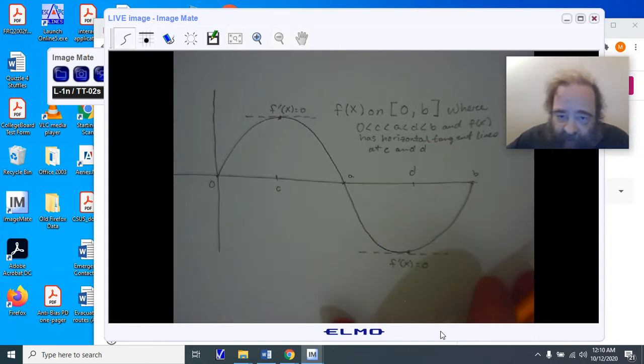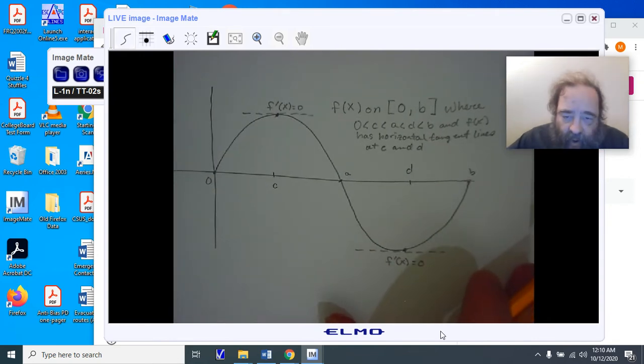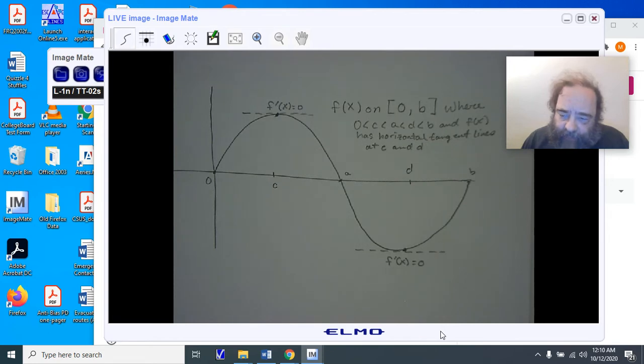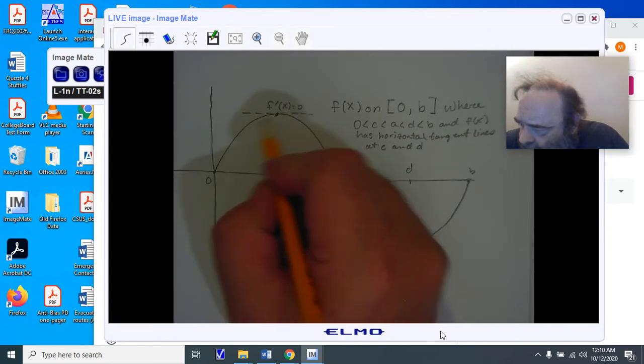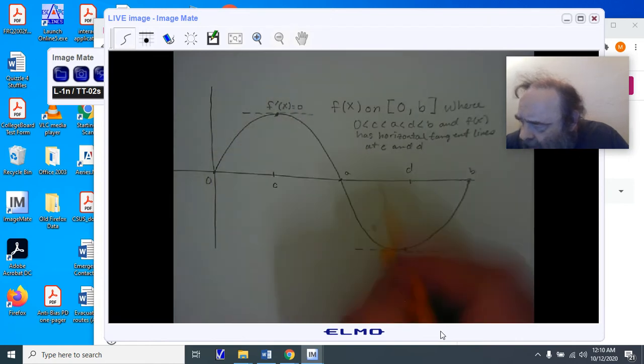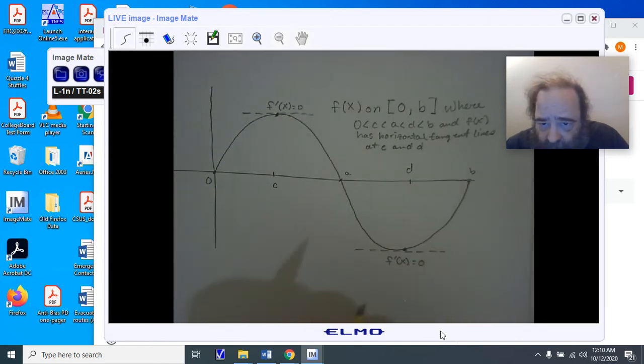And the second derivative test involves critical values and concavity. So I want you to notice right up here we have a relative maximum, and here we have a relative minimum. I've identified both of these as critical values on f, as noted by f of x having horizontal tangent lines at c and d.